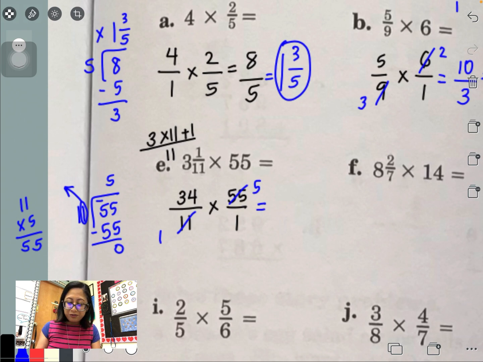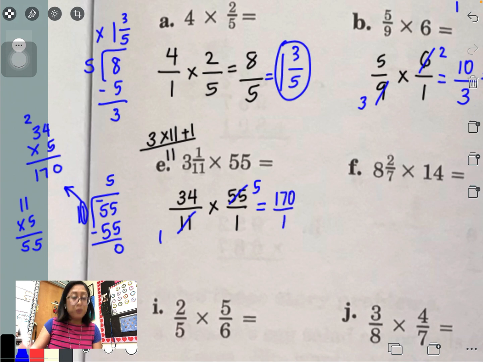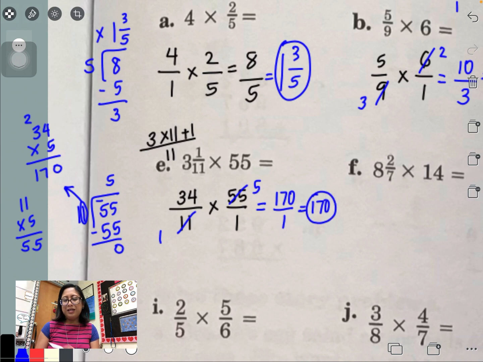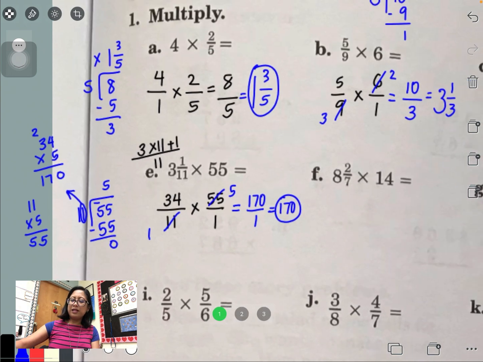So all I have to do here is 34 times 5. 4 times 5 is 20. 3 times 5 is 15, plus 2 is 17, so 170 over 1, which really is 170. Wow, that was some big brain moves there. Yep. So if you want to pause this to get that, that would be cool. Letter F.